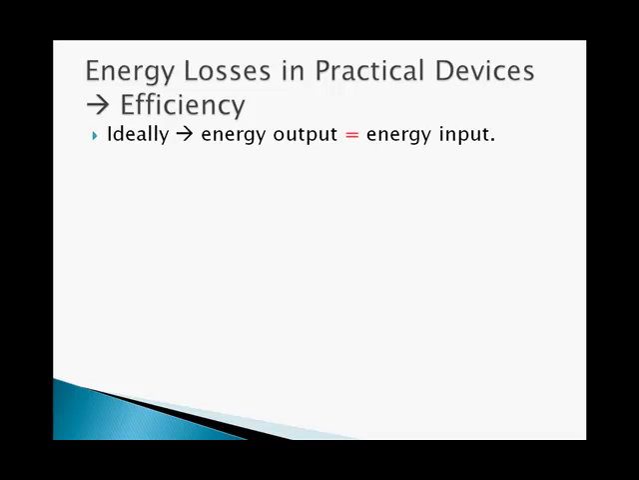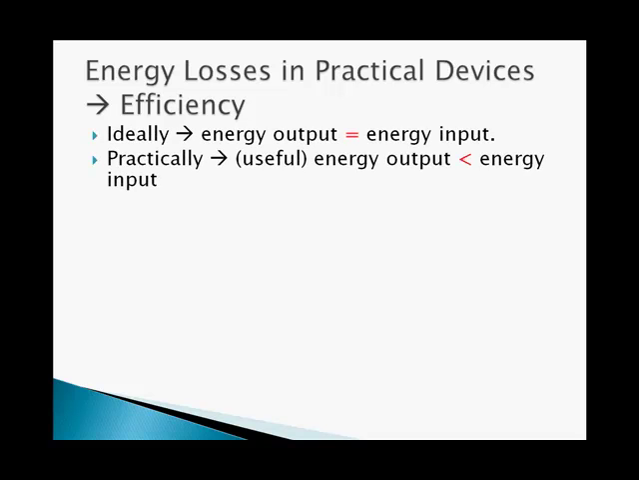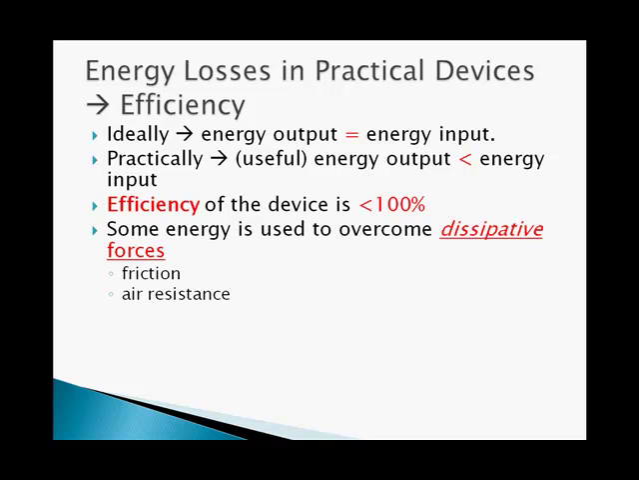Ideally, energy output will be equal to energy input. But practically, useful energy output is normally less than energy input. In this case, the efficiency of the device is always less than 100%. So some energy is used to overcome dissipative forces. In this case, the dissipative forces are friction and air resistance.